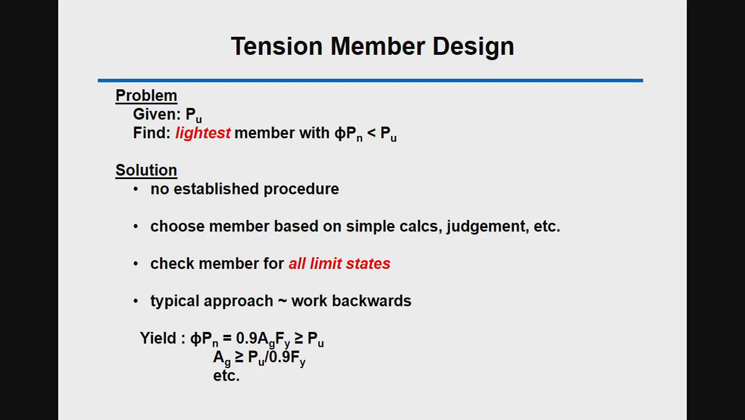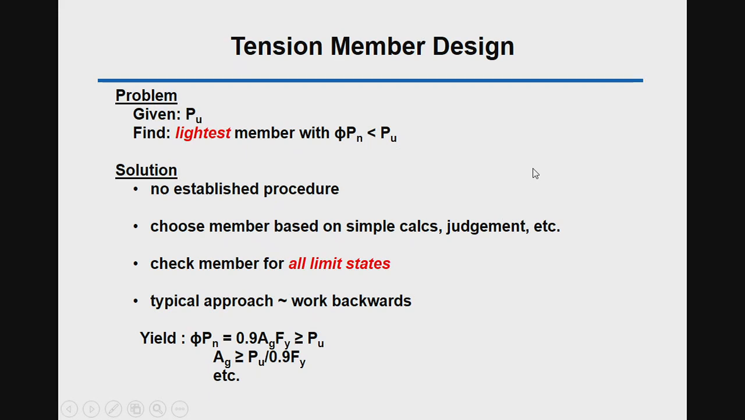I'm going to show you a tension member design example. For a typical design problem, usually the maximum applied load Pu is given based on the most critical load combination. And then we're going to find the lightest member with phi Pn larger than Pu. We want to choose a member based on simple calculations and reasonable engineering judgment.